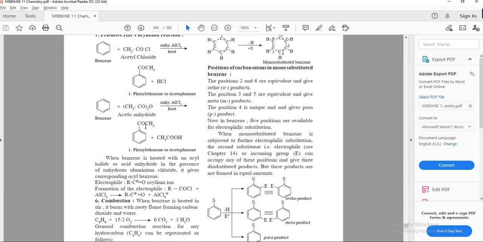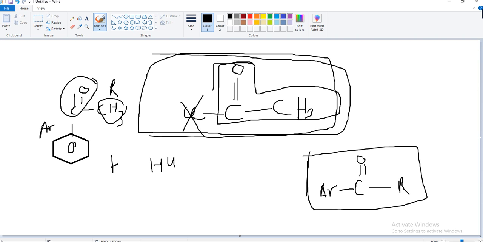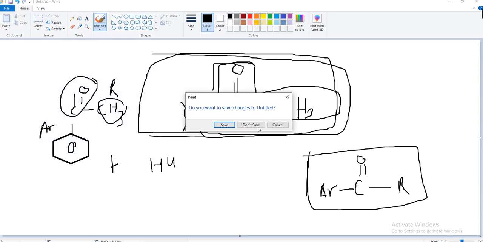This is also an acylation reaction, but in this reaction acetic anhydride is used. CH3 C double bond O twice, two acetyl groups connected by an oxygen atom. It is acetic anhydride. In the presence of AlCl3, the byproduct is different here, acetic acid. The ring is the same, the product is the same, acetophenone, but the difference is in the byproduct. What is acetic anhydride?